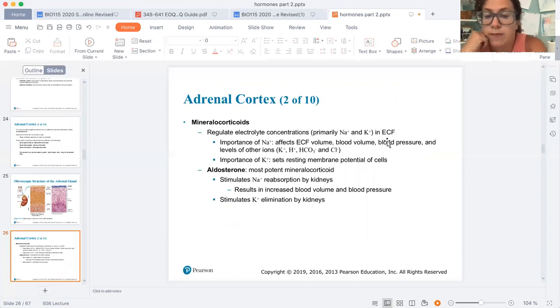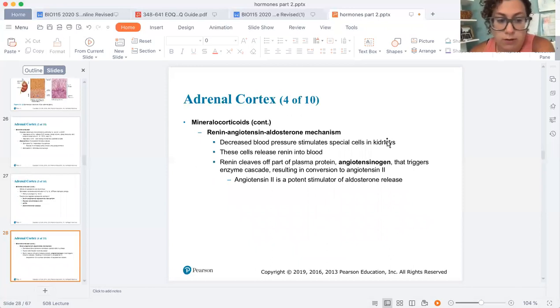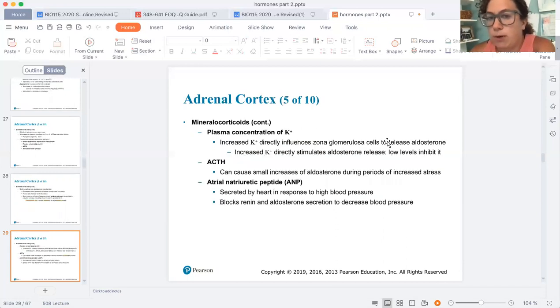When aldosterone is secreted, it causes the kidneys to reabsorb sodium, which can help bring up blood volume and blood pressure. So we remember the renin-angiotensin system. This is a key hormone in that system as well. And it can stimulate potassium release from the kidneys, which in turn helps turn down blood volume, sorry. So aldosterone is short-lived, and remember that aldosterone is super important in the renin-angiotensin-aldosterone mechanism, which we have gone through and will go through many, many times. Okay, so we're going to go through a little bit right here. The renin-angiotensin-aldosterone system, remember, is a way to make sure our blood pressure stays regulated.